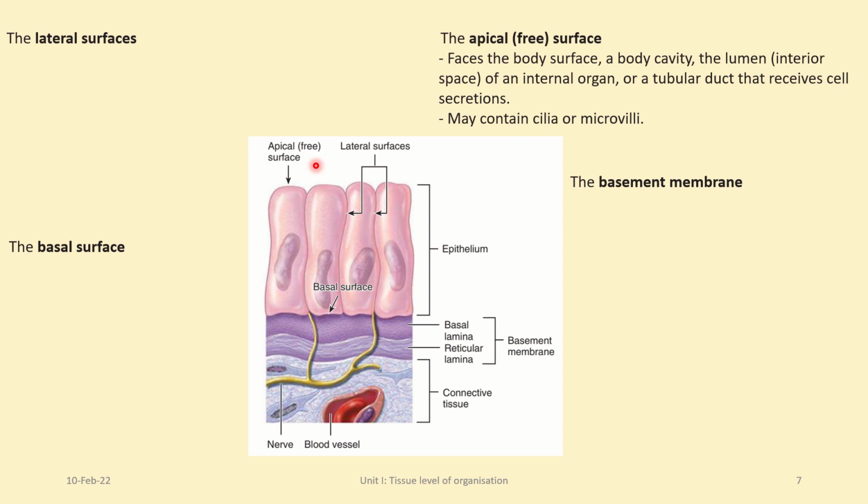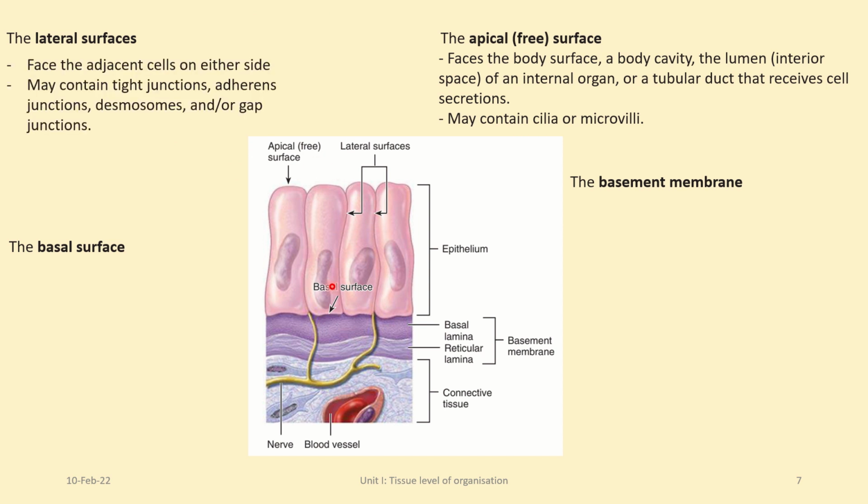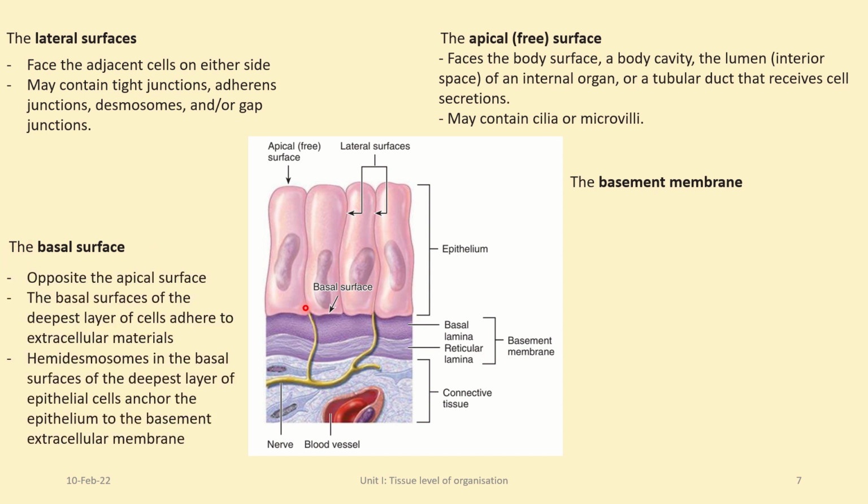The second are the lateral surfaces. These are the ones that are facing adjacent cells on either side. They can contain tight junctions, maybe adherens junctions, desmosomes or gap junctions. The third is the basal surface. The basal surface lies right opposite to the apical surface. The basal surface is the deepest layer of the cells and they adhere to the extracellular materials. In this case, you have hemidesmosomes in the basal surfaces of the deepest layer so that they can anchor this epithelium onto the basement membrane. Lastly, what is the basement membrane?